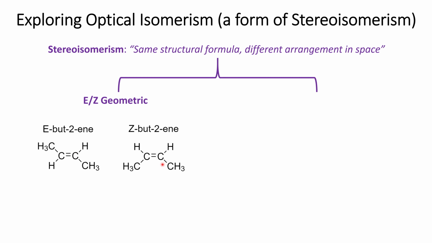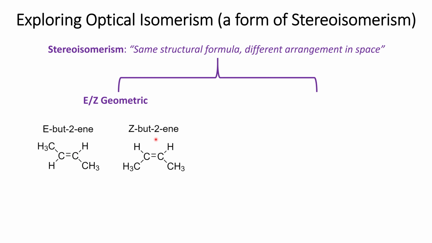We can see here both of these alkenes are butene, but one is named E-butene and the other Z-butene. The E stands for entgegen, meaning opposite. We can see that on the left-hand side of the C=C double bond, the group with the highest priority is this methyl group, and on the right-hand side of the C=C double bond, the group with the highest priority is also this methyl group. But because they are on opposite sides to one another, we get the E nomenclature.